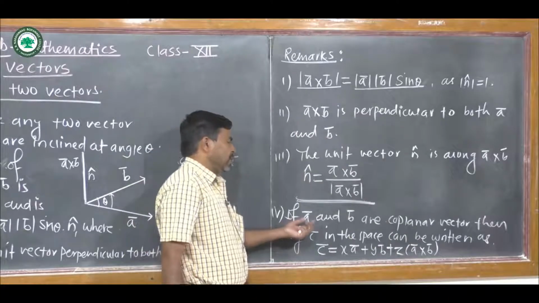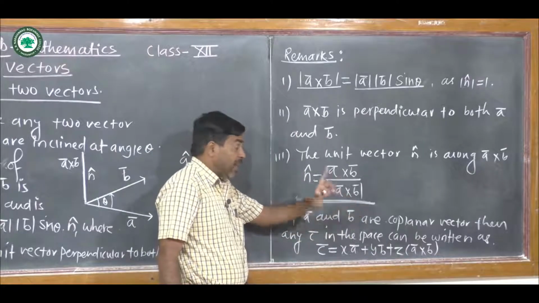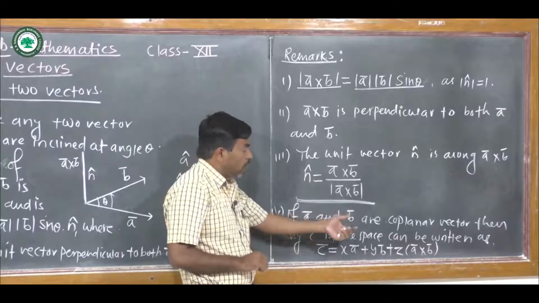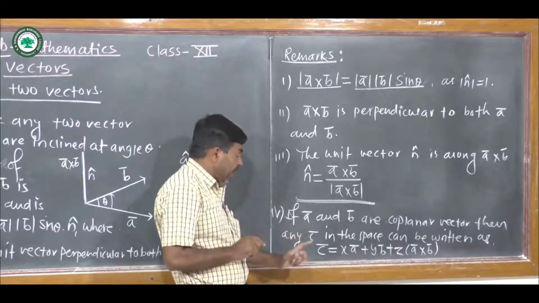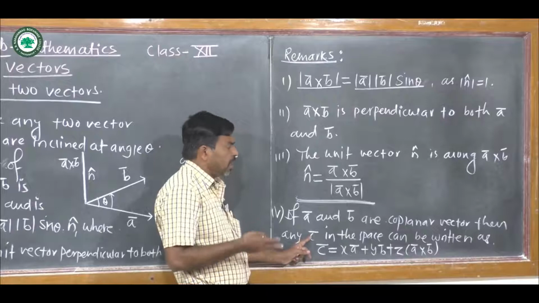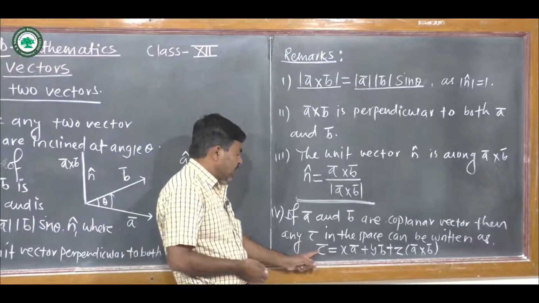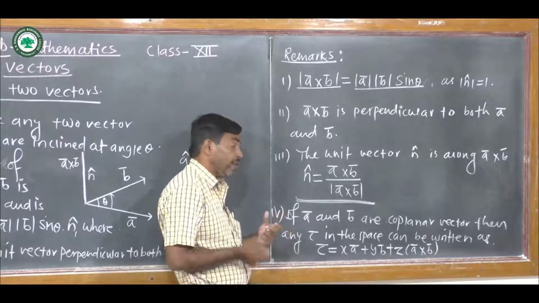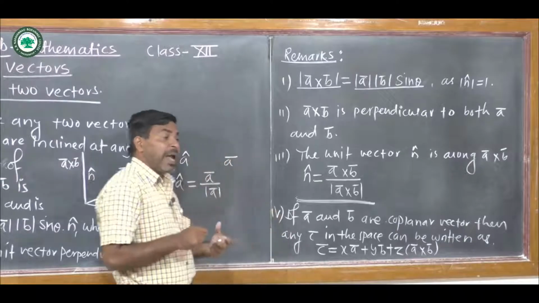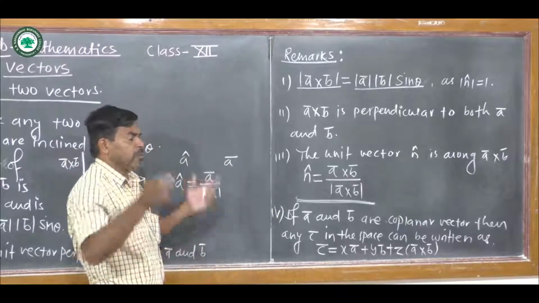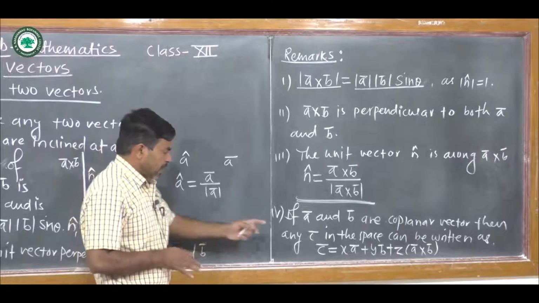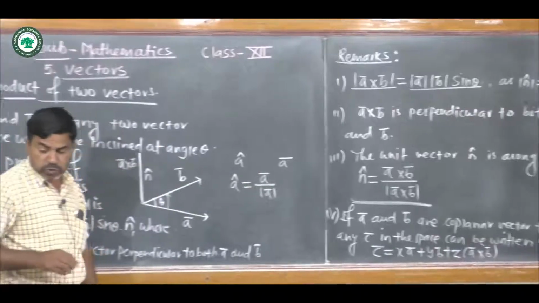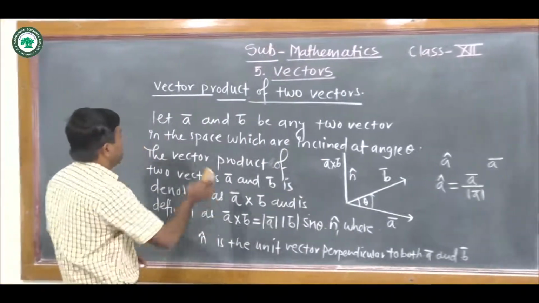So if we have two vectors A bar and B bar, they are coplanar but not collinear. They are non-collinear. Then the vector C bar in the space can be expressed as C bar is equal to x into A bar plus y into B bar plus z into A bar cross B bar, because A bar, B bar and A bar cross B bar span the whole space. So that's why any vector C bar in the space can be written as x into A bar plus y into B bar plus z into A bar cross B bar. Now remark number 5.